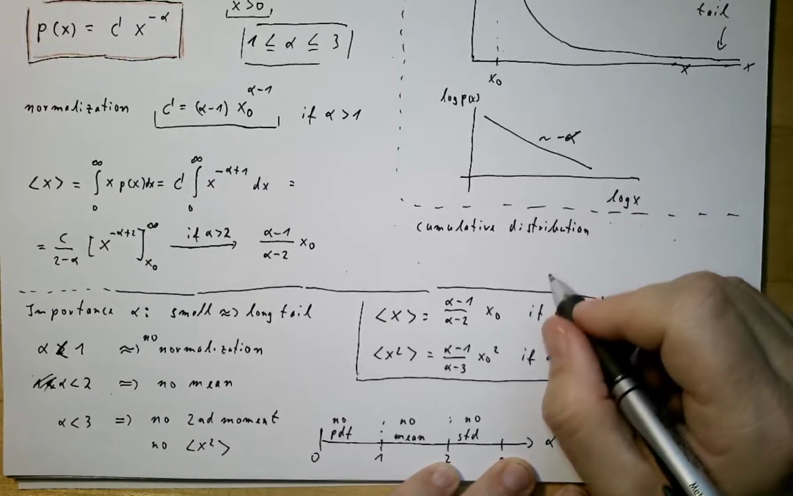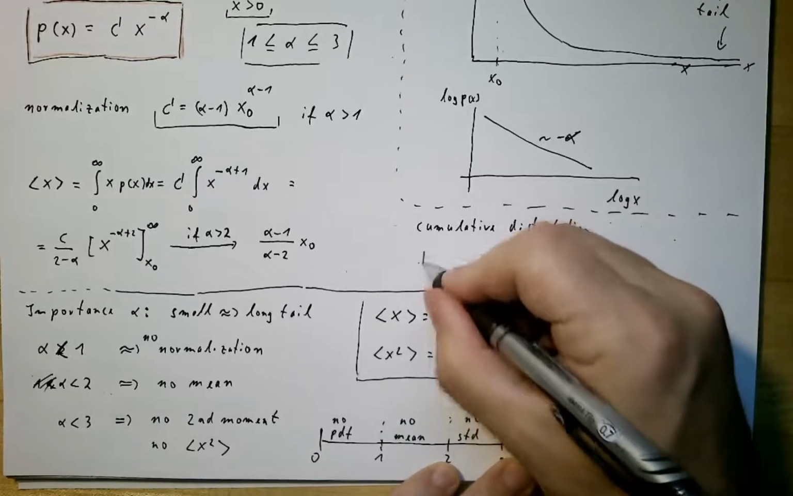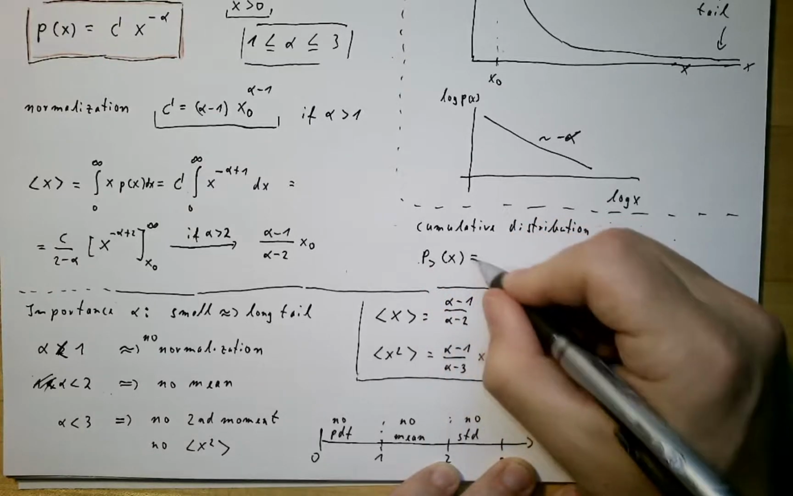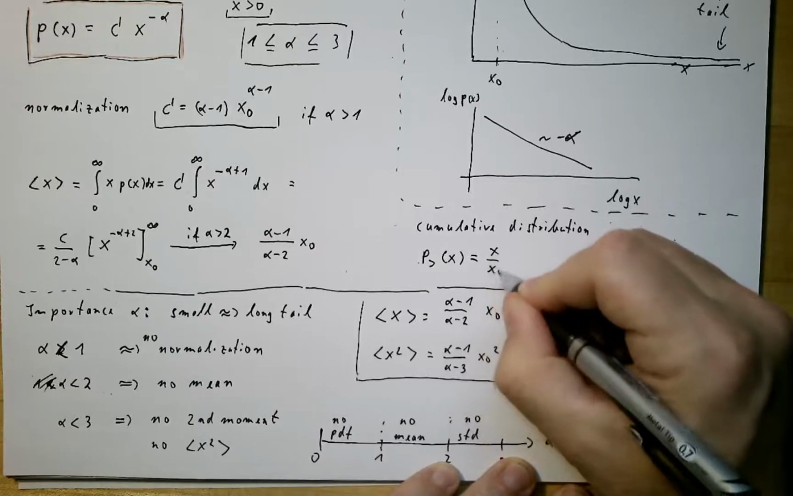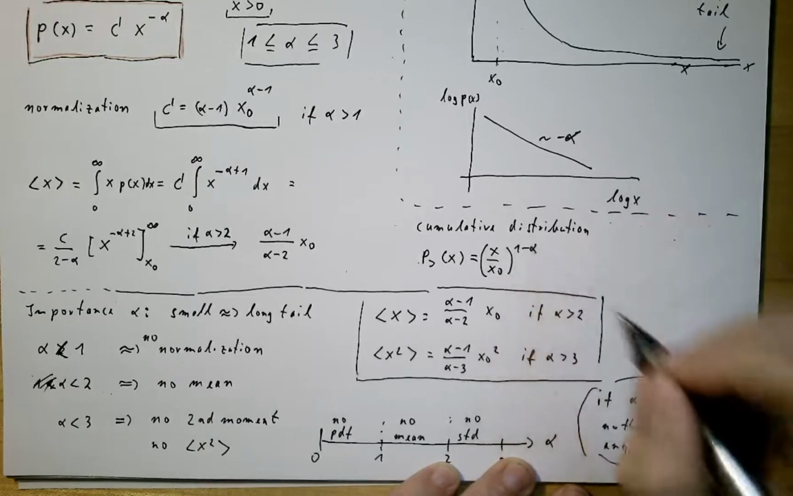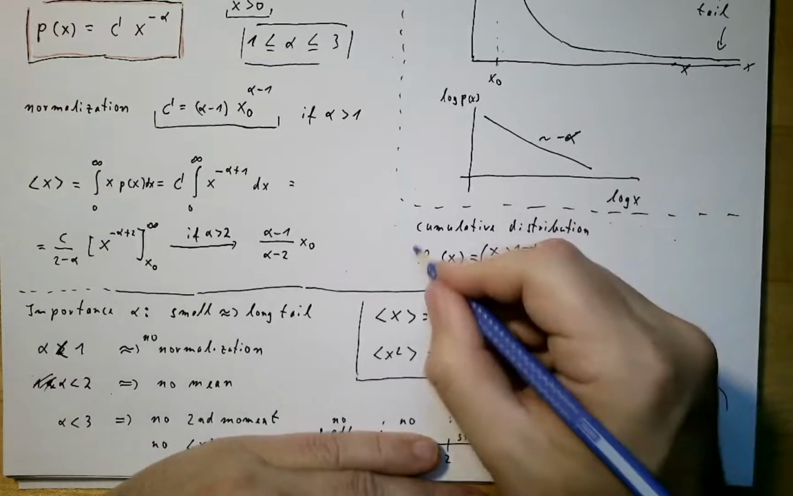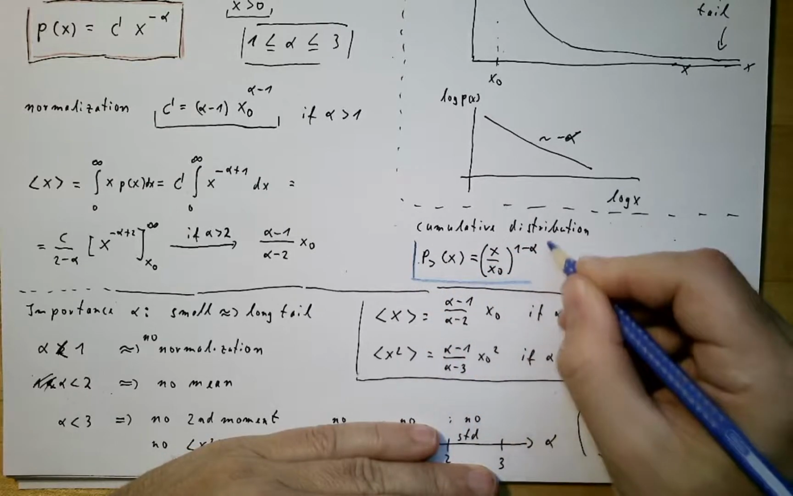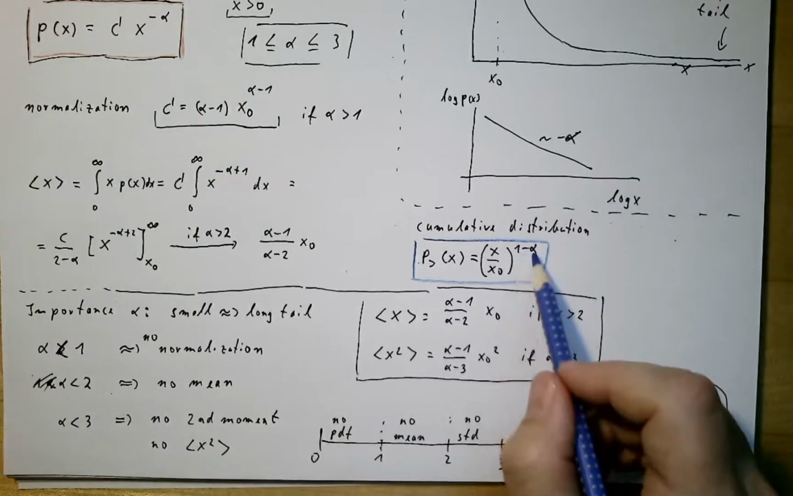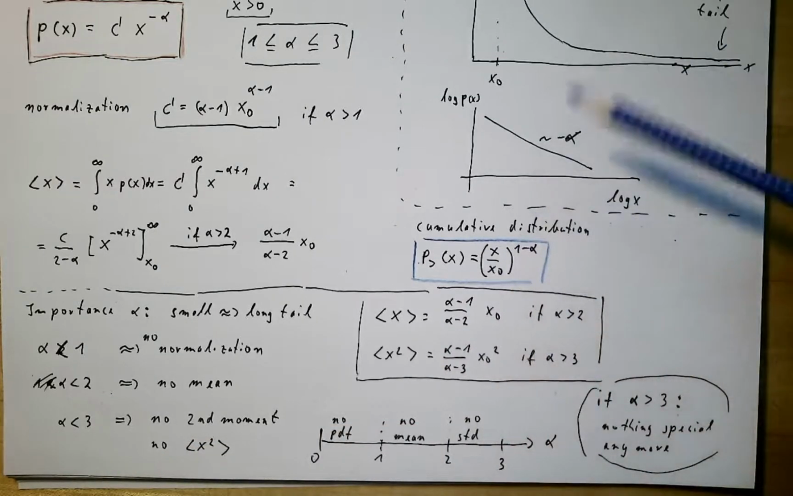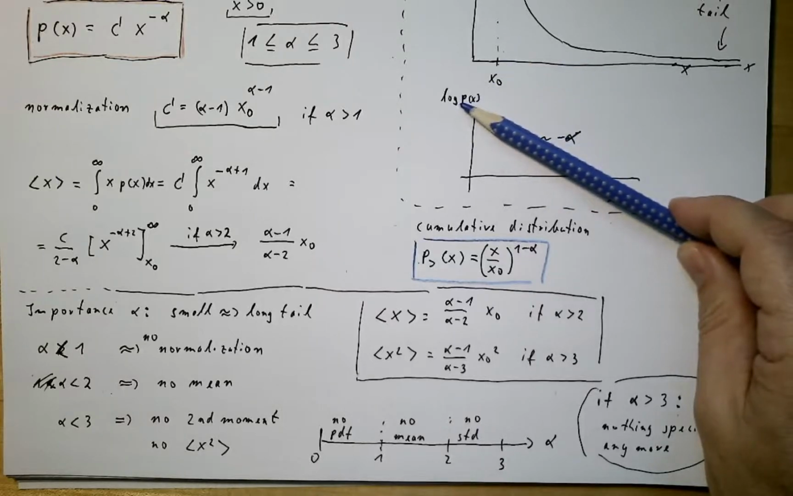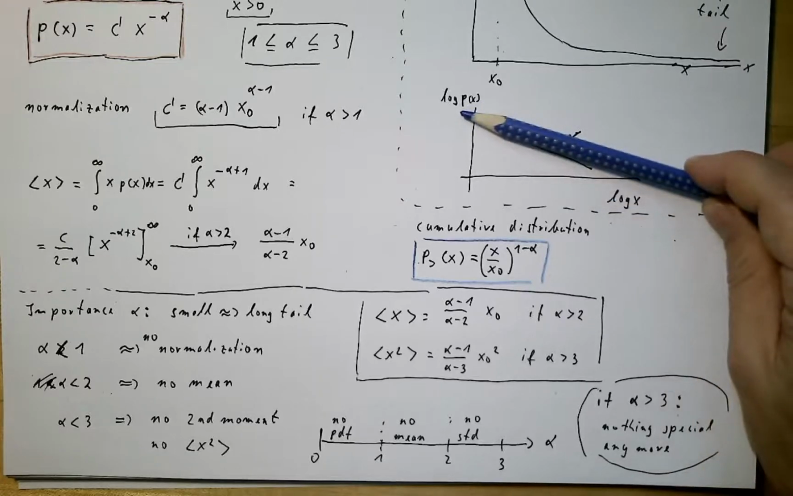And this we calculated also at one point. So this P larger of x, and I just repeat it here again, is (x over x0) to the power 1 minus alpha. So this means the cumulative distribution is again a power law, which has an exponent 1 minus alpha. If you make a log-log plot of the cumulative distribution, you again have a straight line, but with a slope which is plus 1.